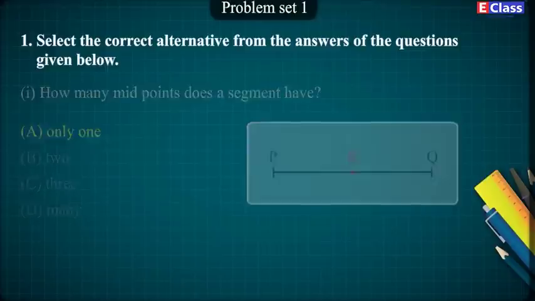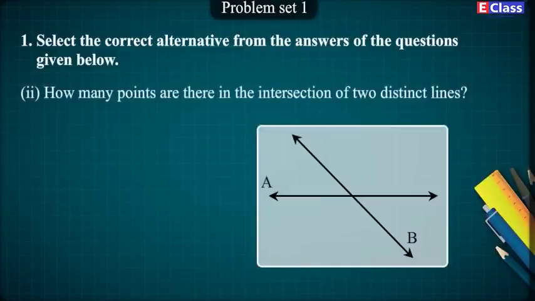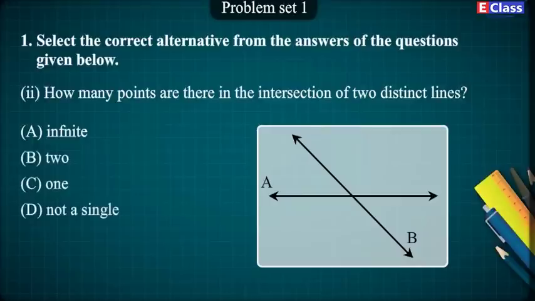2. How many points are there in the intersection of two distinct lines? A. Infinite. B. 2. C. 1. D. Not a single. Answer: C.